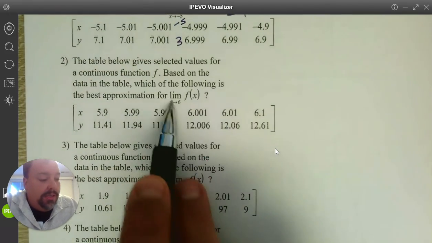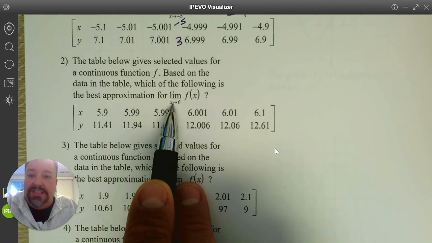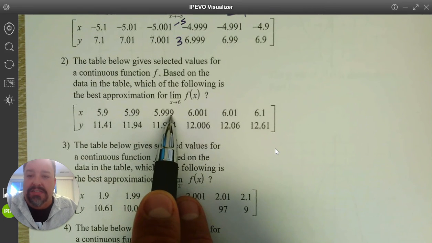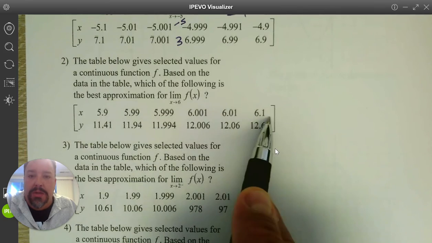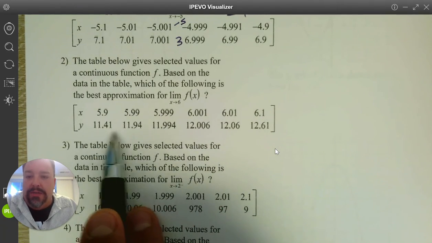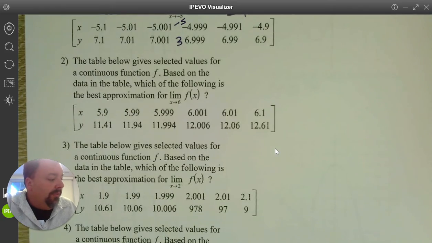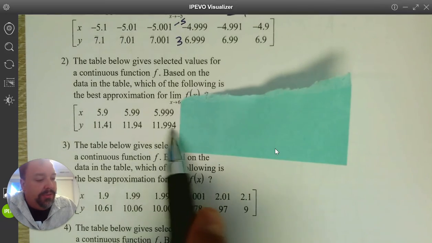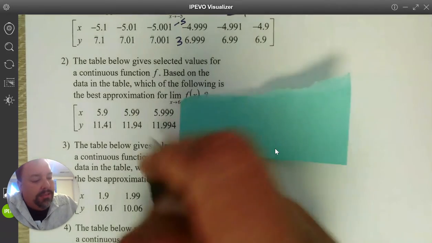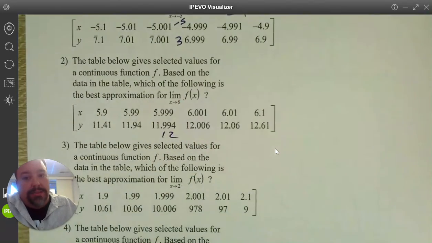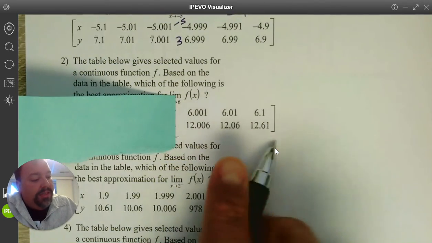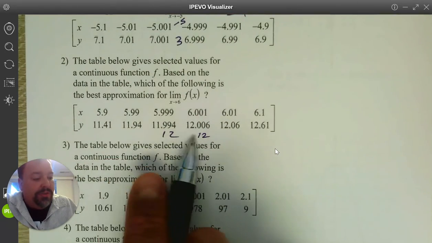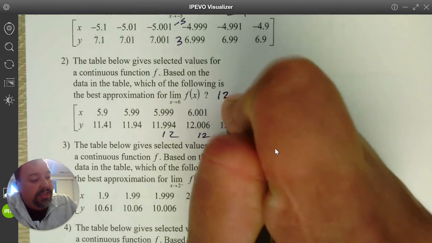Number 2. What is the best approximation as we're getting closer and closer to 6 of this function? So again, looking at the table, we can see that the x values are getting closer to 6, just below and just above. And then we look at the y values. So when you're looking at the y values, think of it as two sides here. On the left side, as we get closer and closer, what happens to these numbers? They get closer to 12. And as we go from the other side, these numbers are also getting closer to 12. So since the y values get closer to 12 from both sides, we say that the limit is 12.